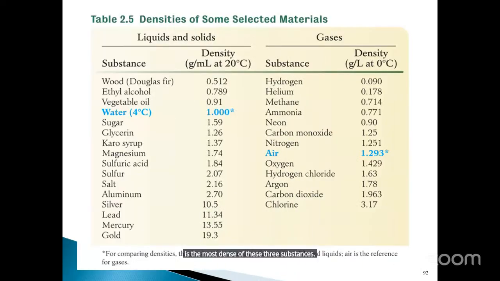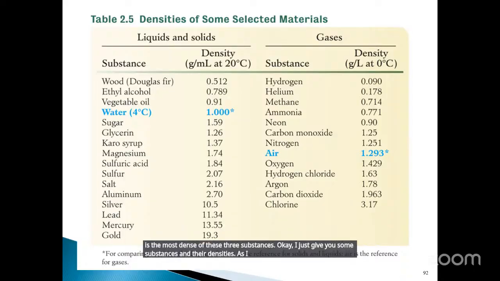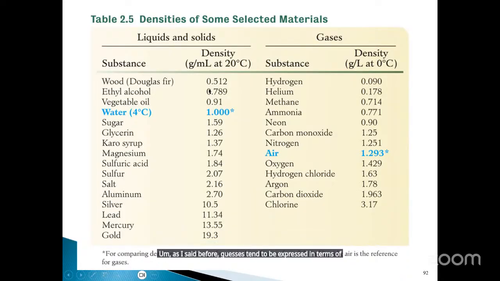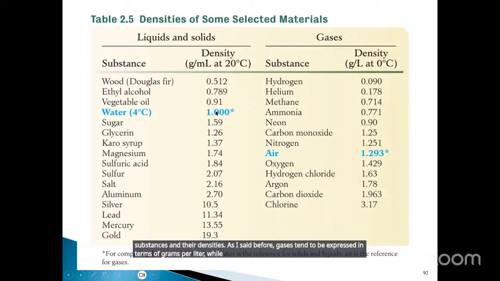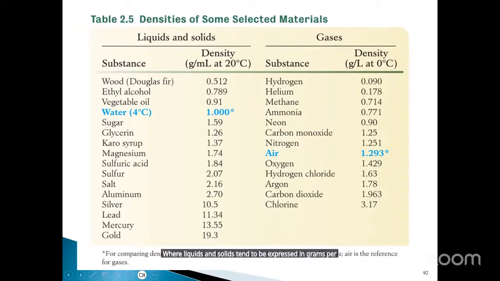Okay, and this is just giving you some substances and their densities. As I said before, gases tend to be expressed in terms of grams per liter, while liquids and solids tend to be expressed in grams per milliliter.